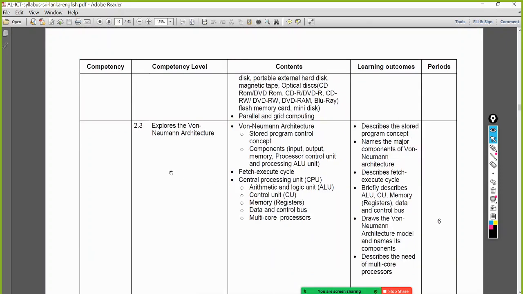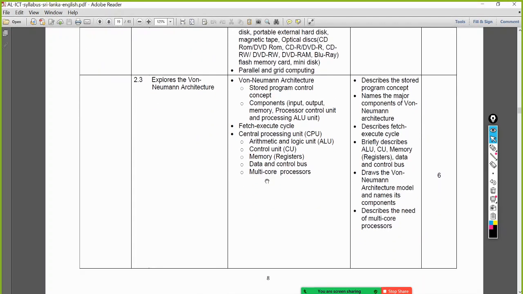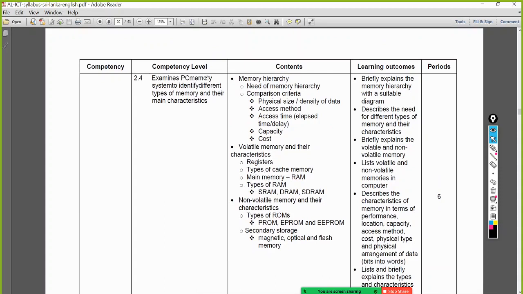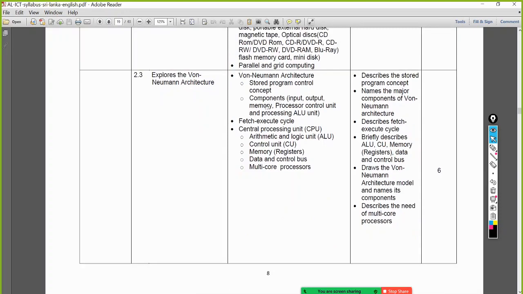Okay, then they explore the von Neumann architecture. So that is at the conceptual level, we try to understand how the data is processed. Here we look at the hardware side, and here we look at it in a conceptual way, a more advanced manner. And 2.4 is to examine the PC memory systems, different types of memory and their main characteristics. So it's again hardware, the continuation of the discussion.